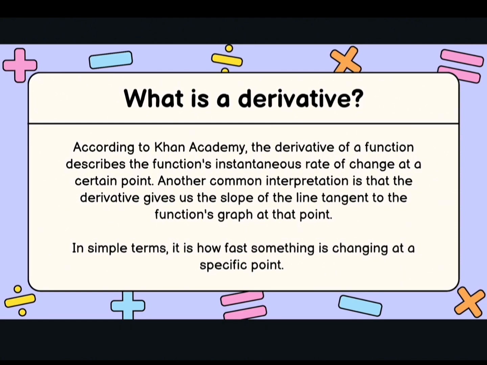Another common interpretation is that the derivative gives us the slope of the line tangent to the function's graph at that point. So if I were to simplify the meaning, in simple terms, it is how fast something is changing at a specific point. Basically, it is the rate of change from a specific point.